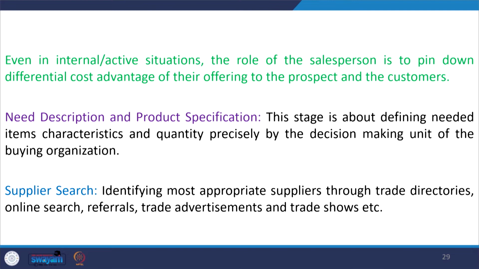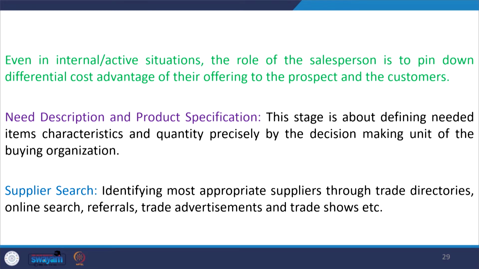Now once the need description and product specification is done, they start reaching out to the suppliers to submit proposals, or this is more about soliciting various proposals with respect to the requirement. Now the other way could be you might go for an extensive search for suppliers through trade directories when it is a technical product or is only sold by a few people.